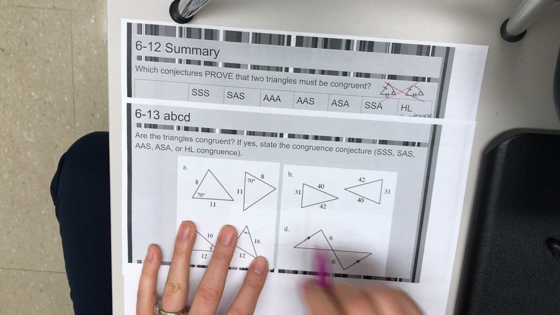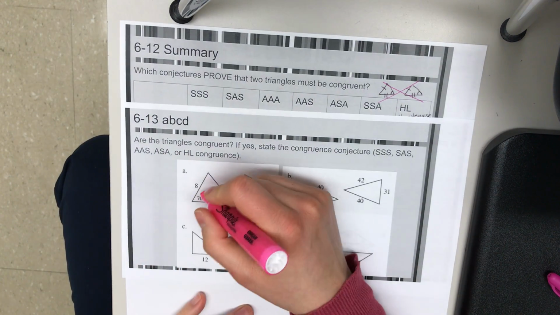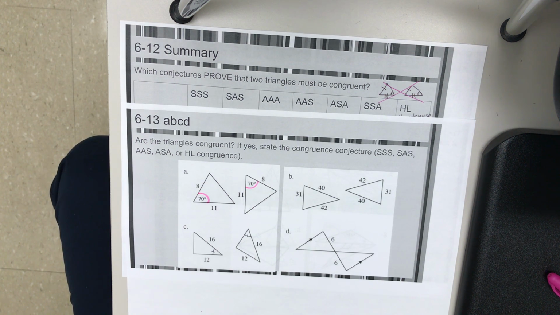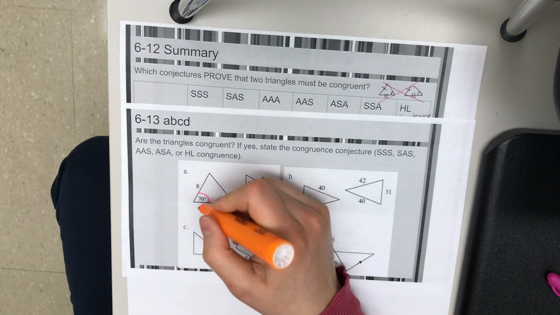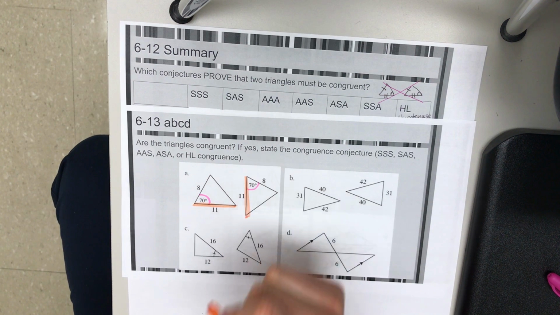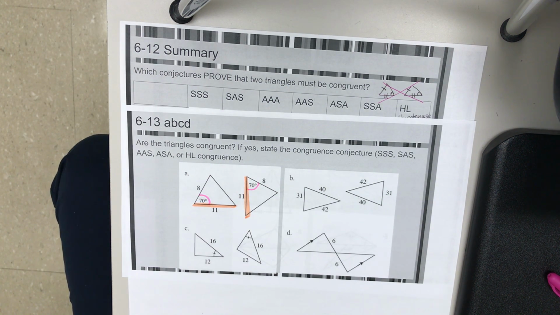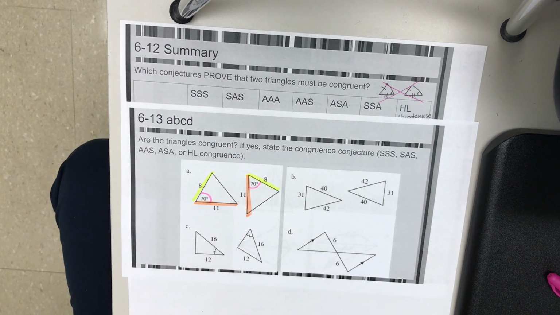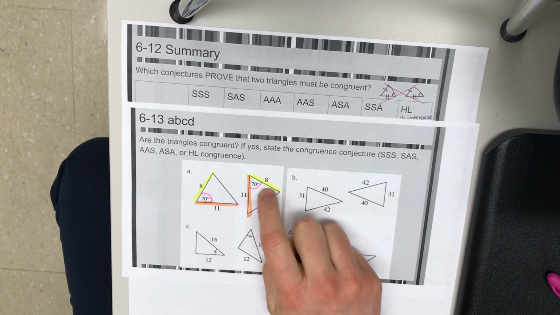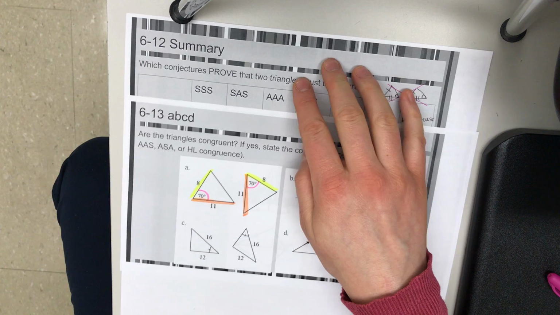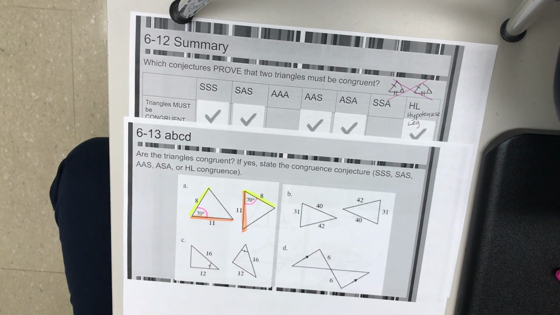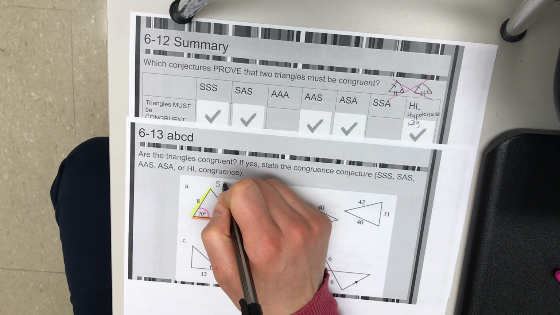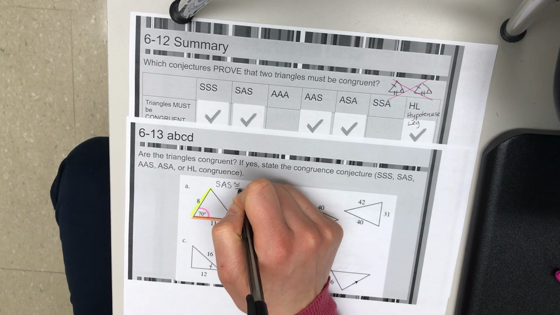So here, I see, again, you guys know me and my colors. So the 70s are the same, okay? Then I have 11 and 11 that are the same, and I also have 8 and 8 that are the same. So two sides that are the same and the angle that joins them. That's SAS, that's a yes. So I'm going to write down, are the triangles congruent? Yes, I'm just going to put SAS congruence, okay?